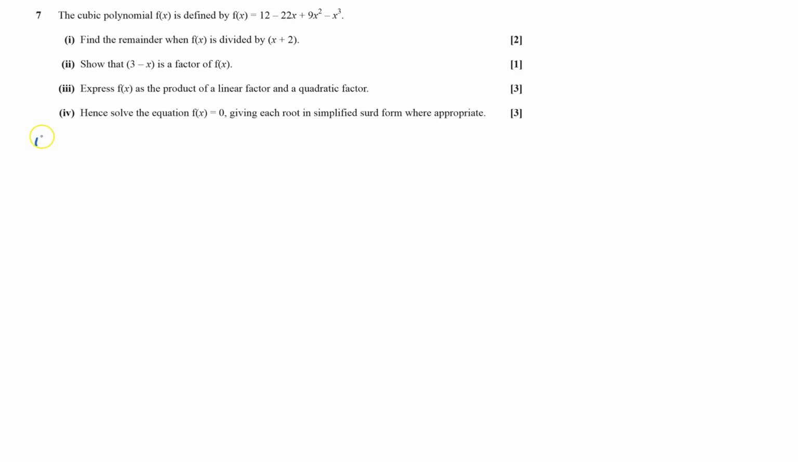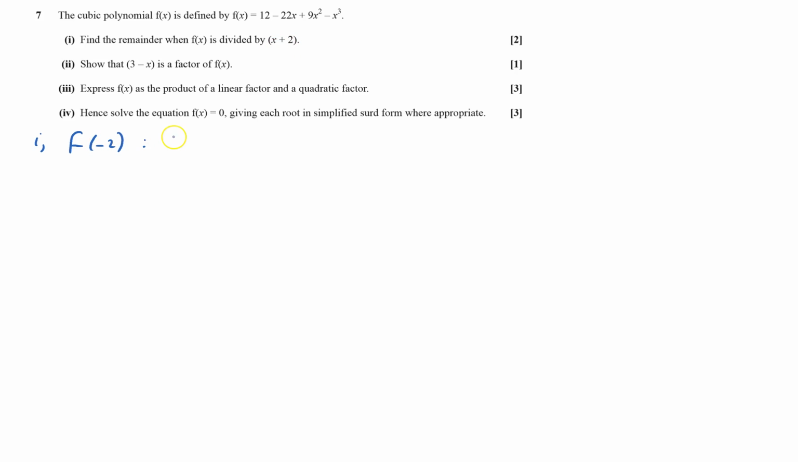Okay, question 7. Got a cubic polynomial. It's written the other way around. Normally it starts with the x cubed, so negative x cubed makes it a bit more tricky. Find the remainder when it's divided by x plus 2. The remainder is given by f of whatever makes this 0, and that will be minus 2.